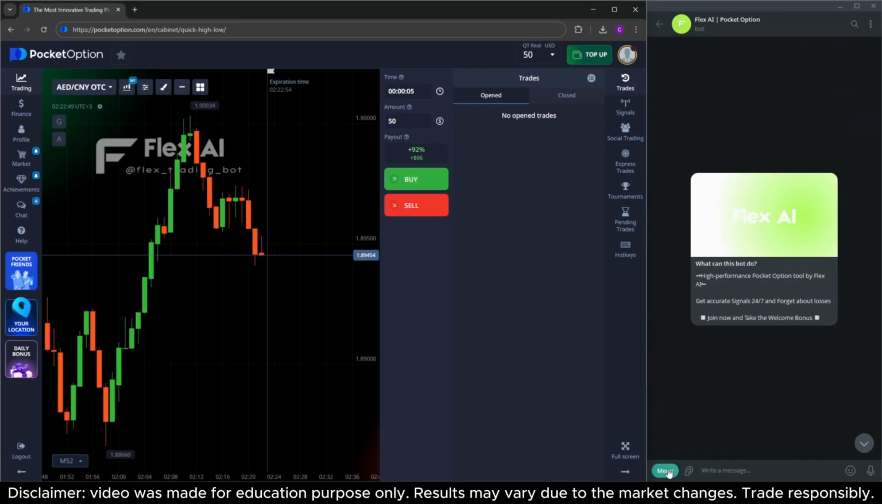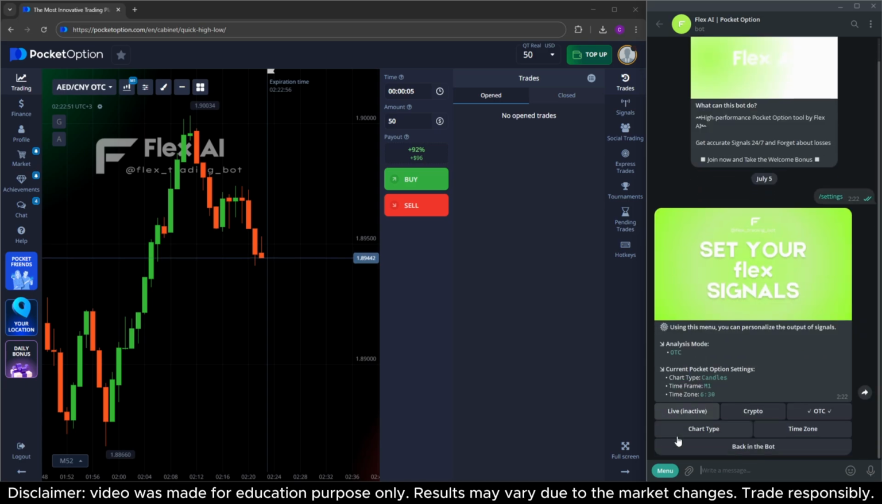This is the newest trading bot for pocket option. Unlike the others, Flex AI is not just a piece of code, it's your personal, fully customizable agent that works 24/7.